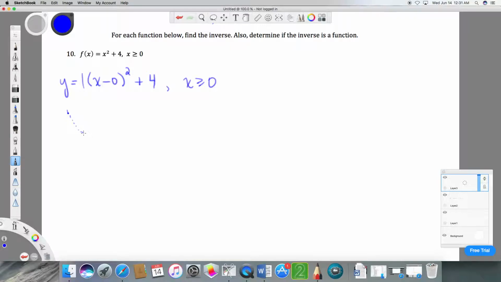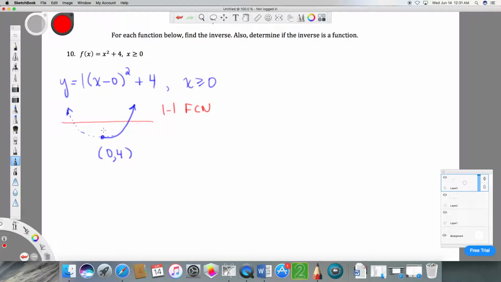So if we sketch this, the coordinates of this vertex is 0, 4. And we want the right half of this, values of x that are greater than or equal to 0. So with this restriction on the domain, that changes this function to be one that passes the horizontal line test. This is a one-to-one function, and we fully expect the inverse to be a function.